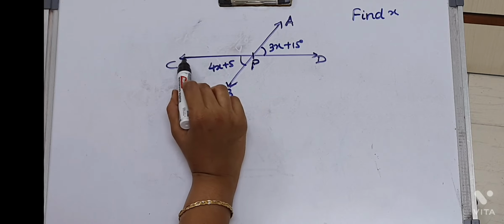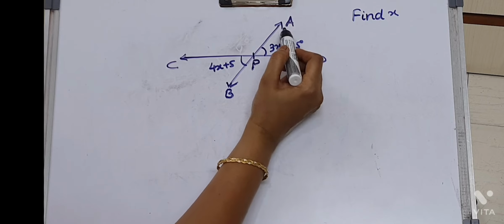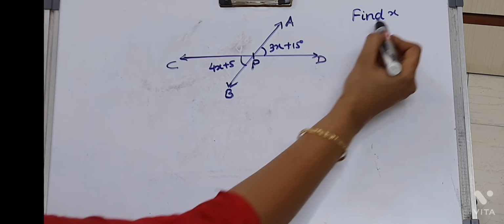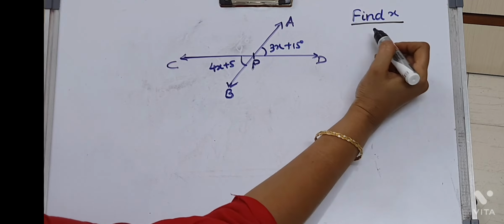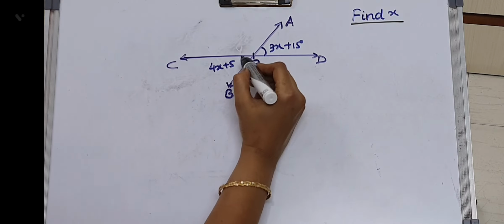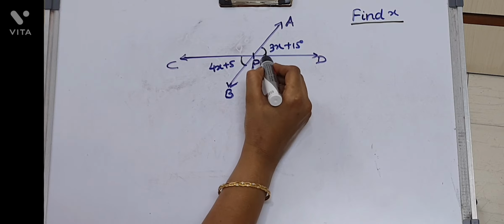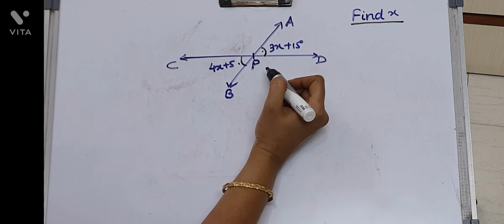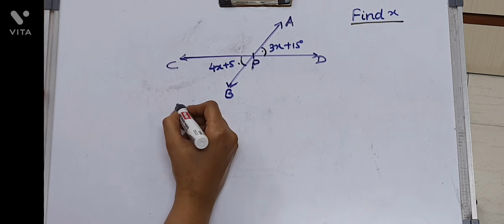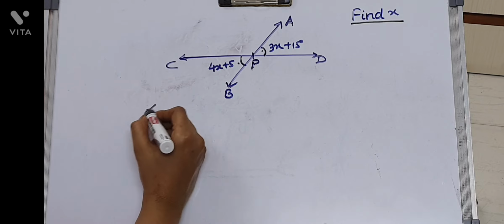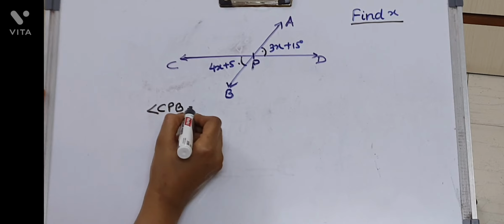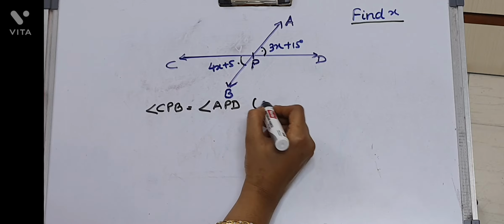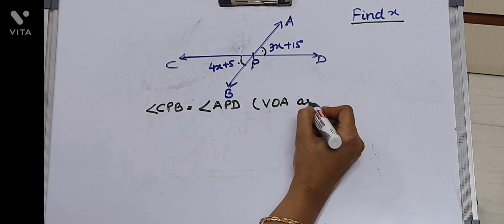We can see here that there are 2 lines CD and BA. They intersect at a point P. Now here we have to find the value of X. How can we find it? We can see that this angle and this angle are given. So we can see this is what? Vertically opposite angles. Vertically opposite angles are equal. Therefore, what will we write? Angle CPB is equal to angle APD. How? Because vertically opposite angles are equal.